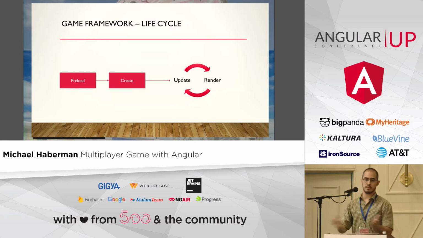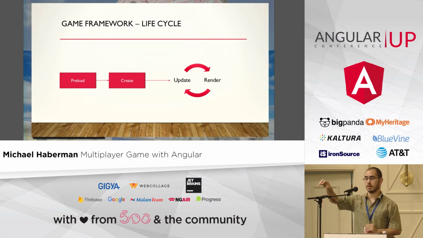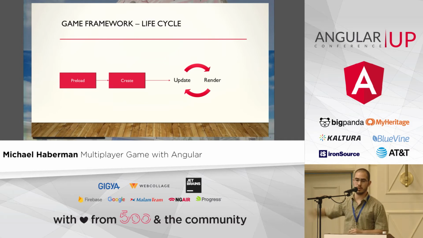The render is quite simple. It takes the game objects and renders them on the screen. The update is where we are making our game logic. So if somebody presses down, that means that we need to take the character down. The update will notify, let's move the character, and the render will render it.